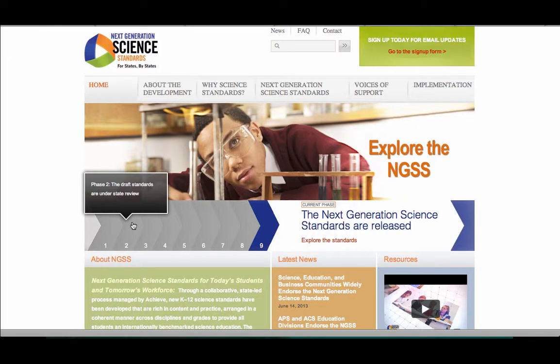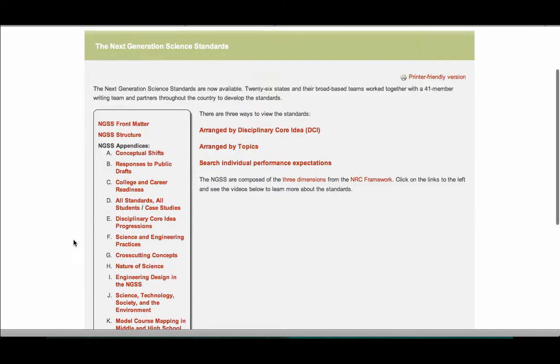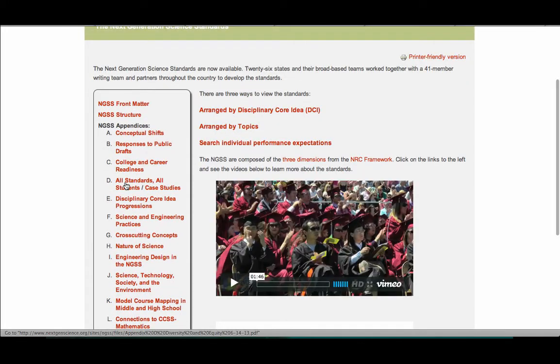For the second half of the module, we are going to be looking at Appendix D, All Standards, All Students. If you could go back to the homepage, nextgenscience.org, click on Next Generation Science Standards, and then on the left-hand side, scroll down until you see Appendix D, All Standards, All Students / Case Studies. Please click on that appendix.